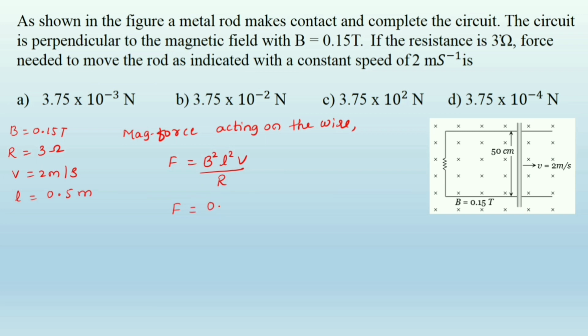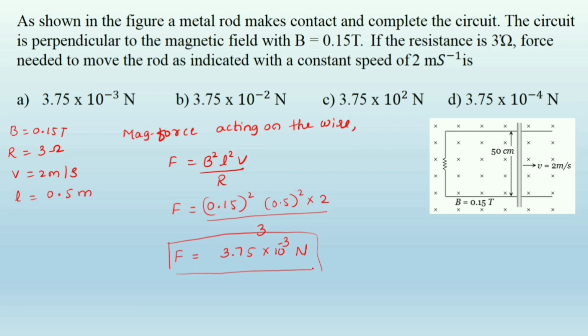Substitute here 0.15 square and length is 0.5 square into 2 meter per second divided by resistance is 3 ohm. So by calculating these values, we can get the final answer: 3.75 into 10 raised to minus 3 Newton. So this is the value of magnetic force which is required to move the rod in the magnetic field. So the right option is A.